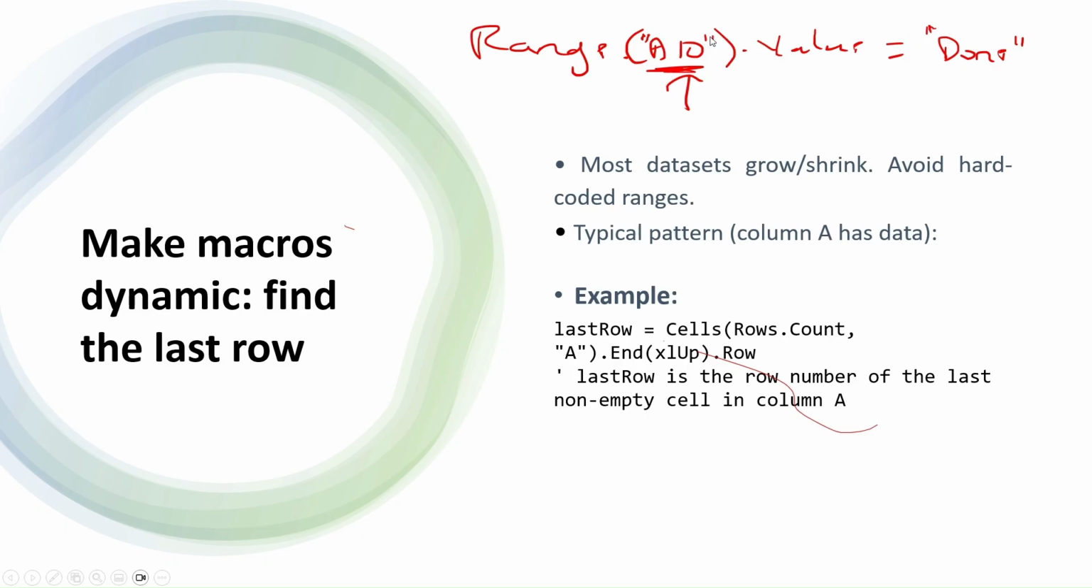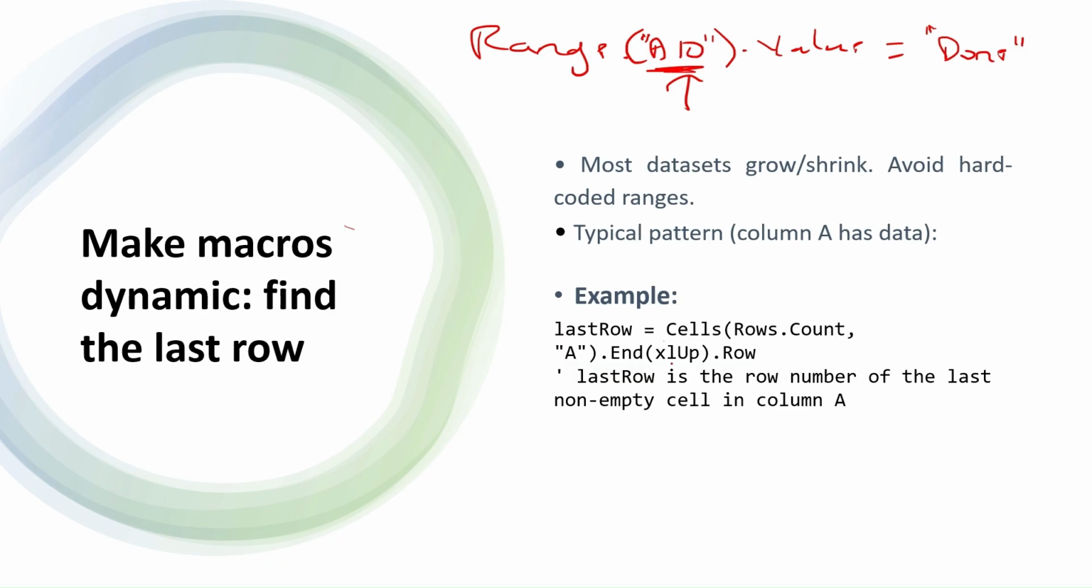You would like the last row to be stored somehow. So you want to make VBA find the last row and store it in a variable, and then each time you can refer to that particular value and set it as done. How do I do that? Here we go. Normally, you will say LastRow is equal to Cells(Rows.Count, "A").End(xlUp).Row. Okay.